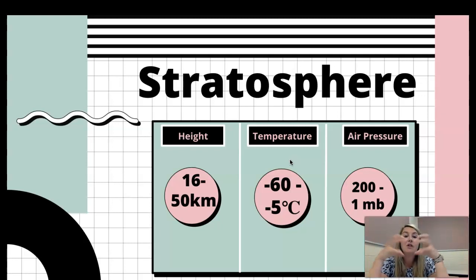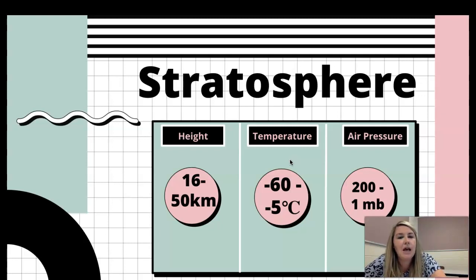Because of the molecules in the ozone layer, the stratosphere gets warmer as you go through it, right? Because it's absorbing those ultraviolet rays so that they don't come down into the troposphere. So the stratosphere starts cool at that negative 60 degrees from the very top of the troposphere, and as you climb up into the stratosphere, instead of getting cooler, it gets warmer. It goes from negative 60 to negative 5 degrees Celsius. The ozone layer helps warm this layer up a little bit.